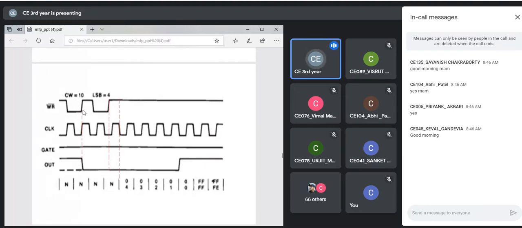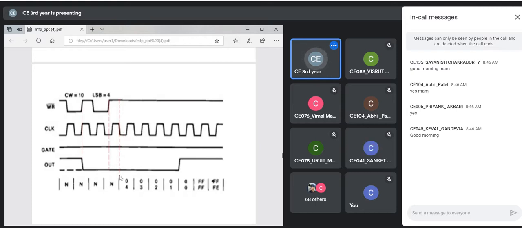Okay, fine. So now LSB is written. That means we are putting our data on the lower data bus. Its value is 4. That will take one more cycle to be written into the counter's internal register, right? As soon as we write, the data will be available to your 8254, but it will take one more clock cycle to be written into the internal register of counter 0. The value 4 is written here.